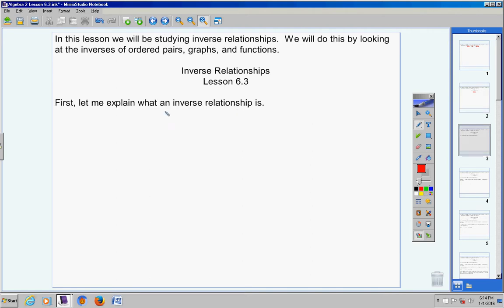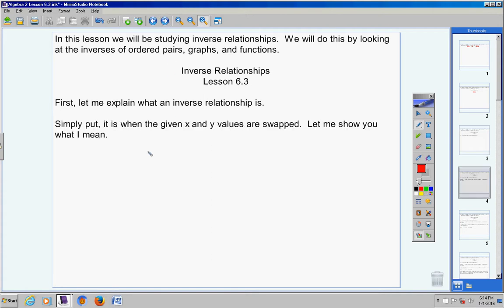Now, first, let me explain what an inverse relationship is. Okay? Let me explain what I'm talking about. Simply put, and I would copy this down if I were you, it is when the given x and y values of a given relationship are swapped. So your y values become your x values, and your x values become your y values.